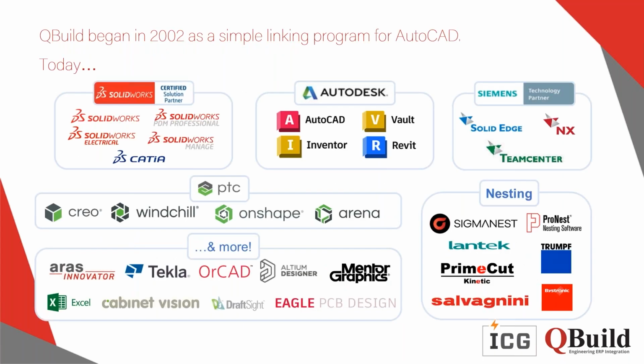And on the other side, we also have a lot of partnerships on the engineering software side. We began back in 2002 as a simple linking program for AutoCAD. Our owner had to manually enter data into his ERP at the time, and that's how CADLink was born. And over those years, we've garnered all of these relationships with different CAD, PDM, PLM, and nesting software solutions, and developed those integrations with them.